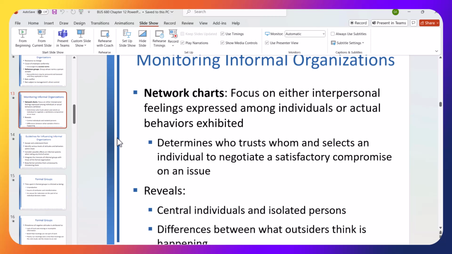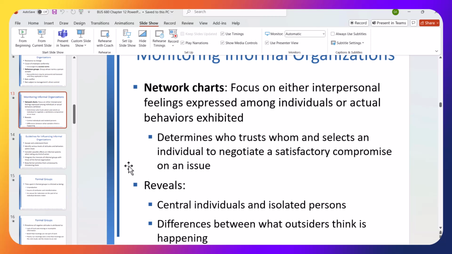Informal organizations, network charts, focus of either interpersonal feelings expressed among individuals or actual behavior exhibited, determines who trusts whom, and selects an individual to negotiate a satisfactory compromise on an issue. Reveals central individuals and isolated persons, differences between what outsiders think and what is happening. So you see, when you look at these, it's like a network, and you see how they'll fall into roles. But they have to determine who they want to trust and who they want to put forth to speak on their behalf. Almost like a union.